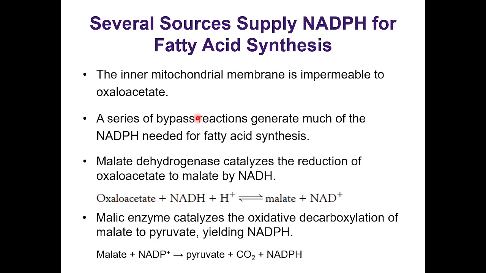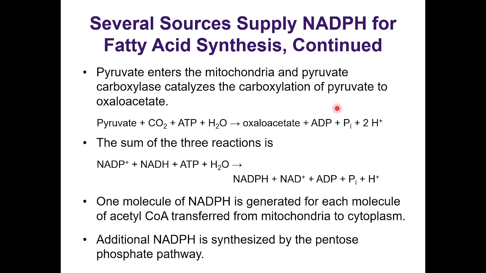The inner mitochondrial membrane is impermeable to oxaloacetate. A series of bypass reactions are going to generate most of the NADPH needed for fatty acid synthesis. Malate dehydrogenase is going to catalyze the reduction of the oxaloacetate to malate by NADH. Oxaloacetate plus NADH plus H+ gives us malate and NAD+. Malic enzyme is going to catalyze the oxidative decarboxylation of malate to pyruvate. This is going to yield your NADPH, and I'm just talking about the pathway I showed you before.